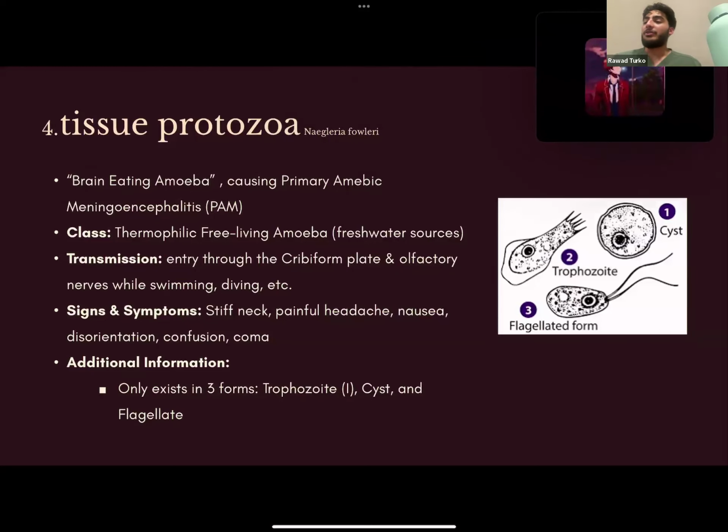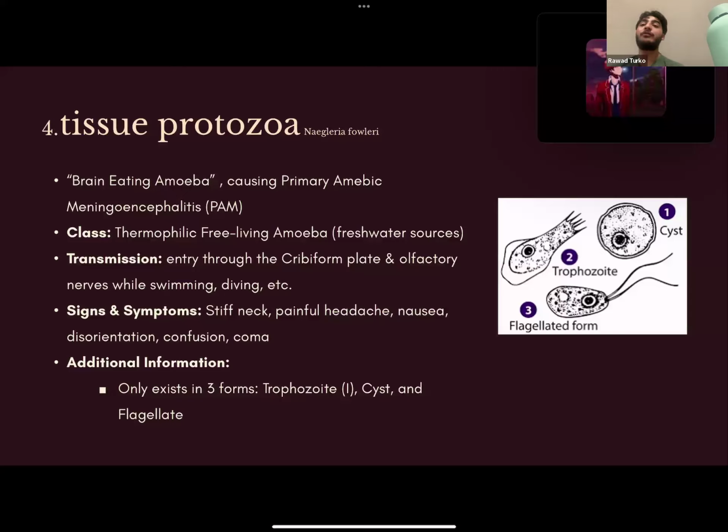So Naegleria fowleri. This is another free-living amoeba, similar in transmission to Acanthamoeba, but it causes a much different and much more serious disease. It's called the brain-eating amoeba, and it causes primary amoebic meningoencephalitis. For that big of a word, you have to know this is a serious disease. Meningoencephalitis means an inflammatory reaction of the meninges and the actual brain matter. The abbreviation is PAM.